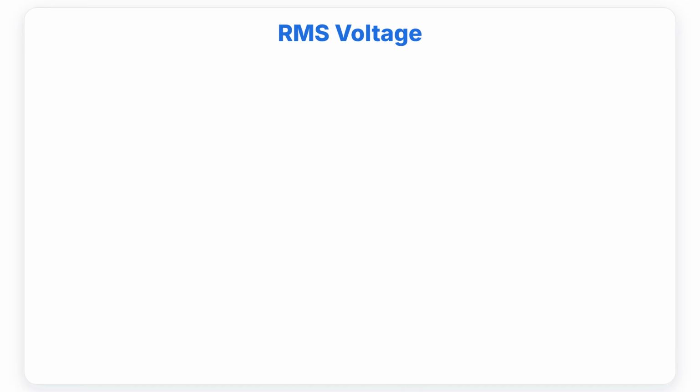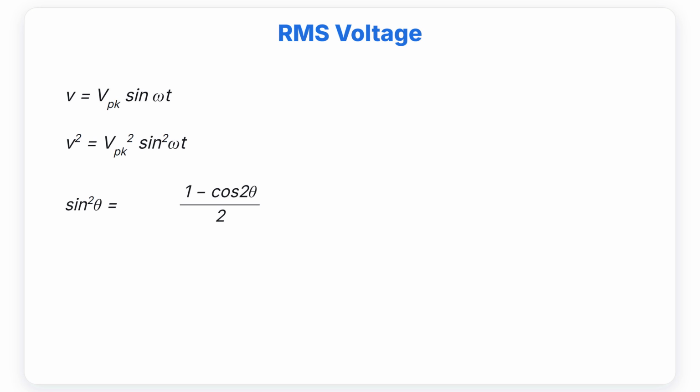Our voltage is V peak times sine omega t. Square it, and you get V peak squared times sine squared. Now we need the average of sine squared. There is one identity for it. Sine squared equals 1 minus cosine 2 theta over 2.